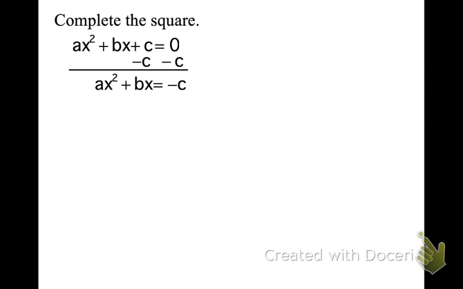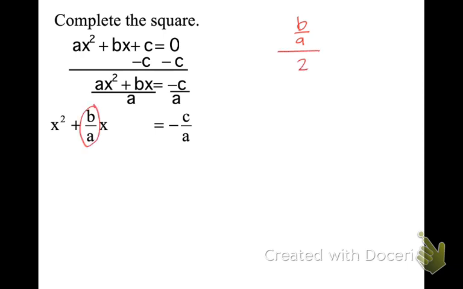All right, let's check it. So the next step was dividing all terms by a, right? So now what we have is x squared plus b over a x equals negative c over a. Now, the way we get that last number, remember we have to take that b over a, whatever's here, and we have to divide it by 2. And then we're going to square it. Okay, so isn't that the same thing as b over a times 1/2, multiplied by the reciprocal?